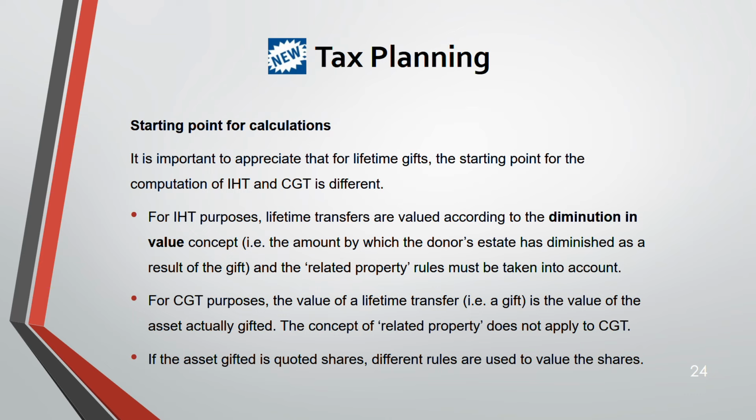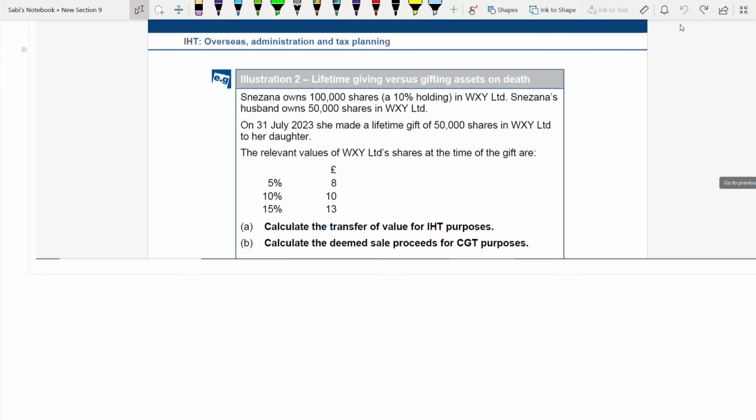Now let's do a question. Illustration 2. It's about lifetime gift versus gifting assets on death. You have to calculate the transfer of value for IHT and the deemed sale proceeds for CGT. This is about a person owning 100,000 shares, which means a 10% holding. The husband owns 50,000 shares in the company. And on 31st July 2023 she made a lifetime gift of 50,000 shares to her daughter. Based on the percentages, values have been given.